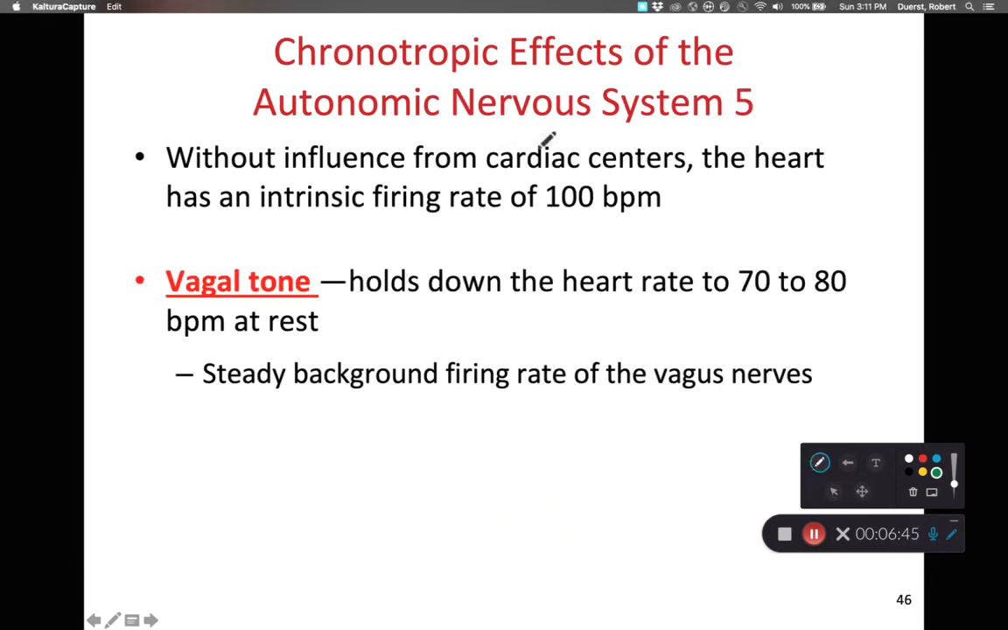Now, as we look at these cardiac centers, they are going to be constantly modulating our heart rate. And if it wasn't for those cardiac centers, our sinoatrial node, our pacemaker, would typically give us a heart rate of about 100 beats per minute. However, we're always going to be exposed to some vagal tone. Our vagus nerve is going to be constantly exposing our heart to low levels of acetylcholine that will lower our heart rate to 70 or 80 beats per minute when we're resting. And this is because the vagus nerve has a constant, steady effect on us, a background firing rate, to help us relax our heart rate.